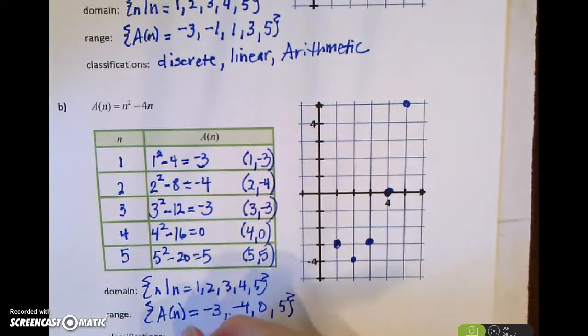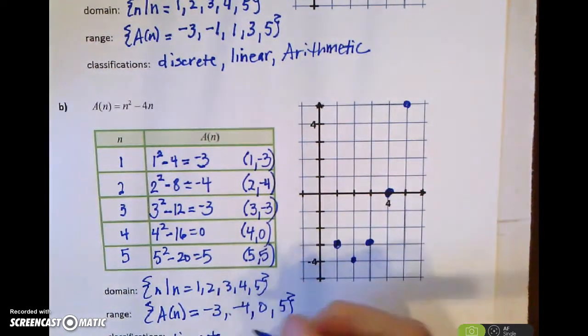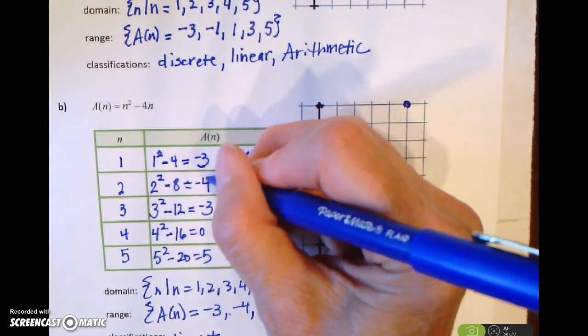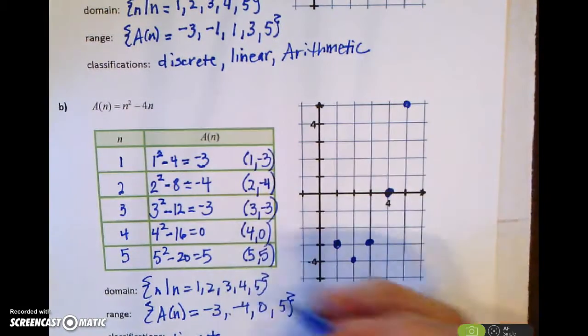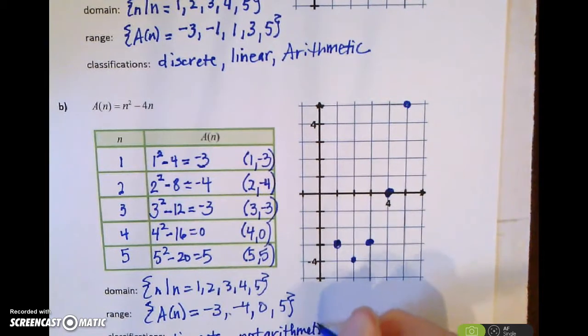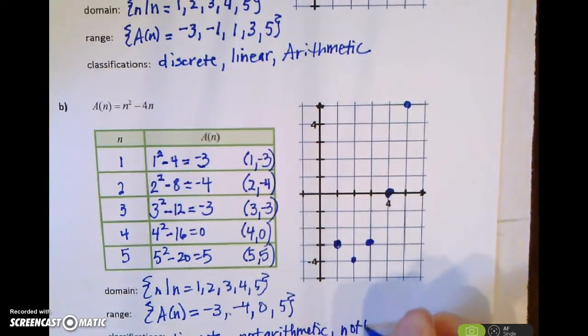Classification, again, it's discrete. Those are separate ordered pairs, separate points. It is not linear, is it? And let's check, is it arithmetic? Here is a negative 1 and then a positive 1. So it's also not arithmetic. So the only thing we could say about it is discrete. It's not arithmetic, and it's not linear.